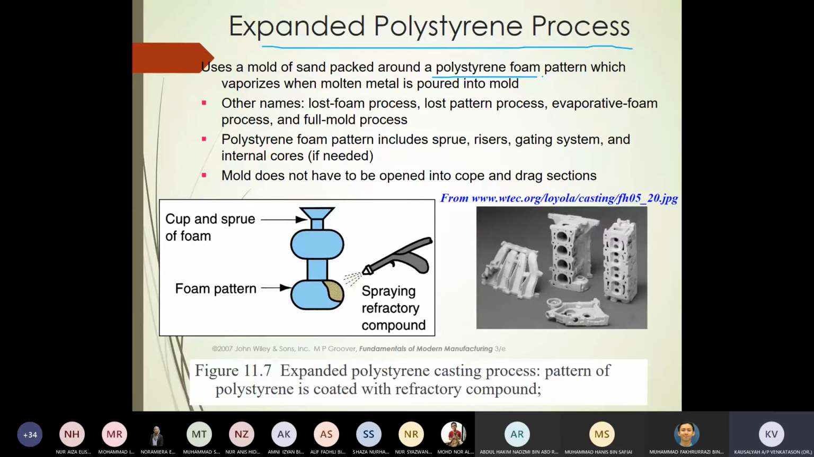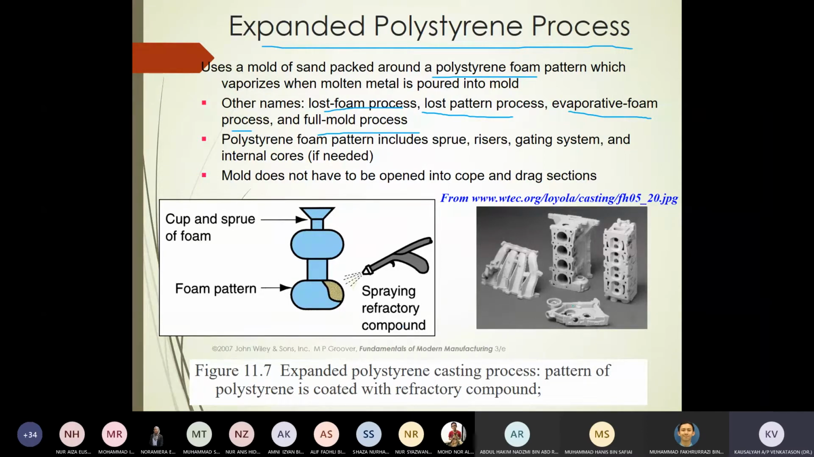The foam pattern is put in and packed around with sand. Then you pour in the molten metal, and that causes the polystyrene to vaporize. Other names for this expanded polystyrene process are lost foam process, lost pattern process, evaporative foam casting, and full mold process. The polystyrene foam pattern includes sprues, risers, gating system, and internal cores if needed, similar to sand casting. The mold does not have to be open into cope and drag sections. So you have your cup and sprue foam, the foam pattern, and you're spraying some refractory compound.